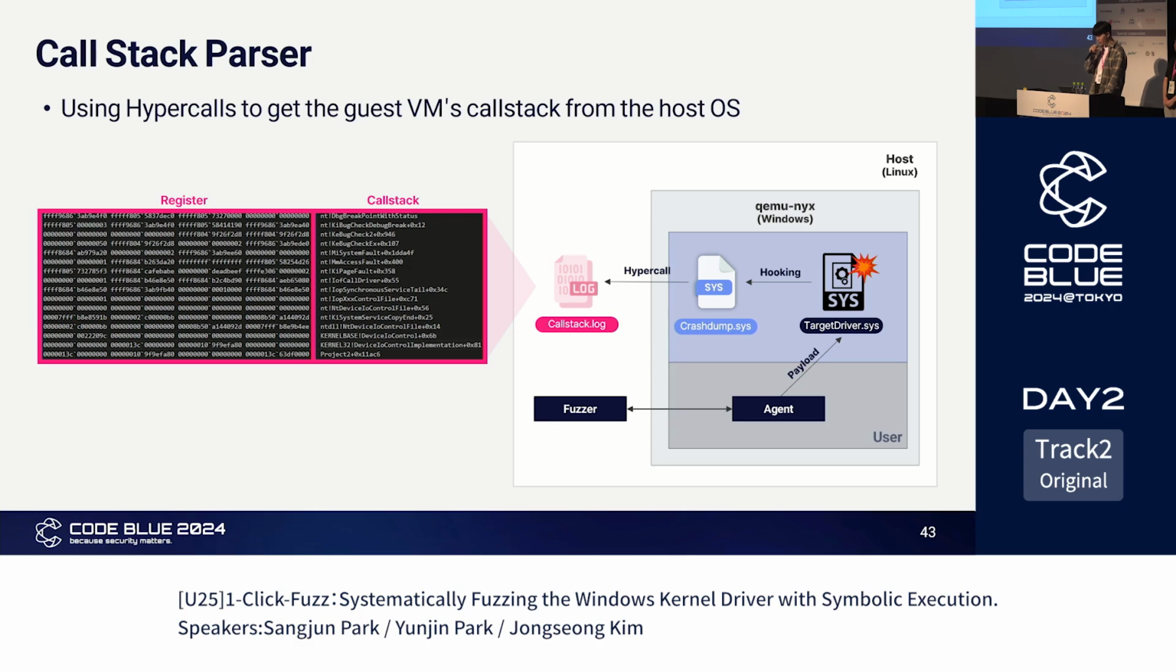So for this, when a crash occurred, we capture the context, including the call stack and registers, to the host OS for reporting purposes with hypercore. While analyzing the crashes we found in the Windows kernel driver, this information enabled us to identify numerous duplicated crashes, which saved us a significant amount of time.